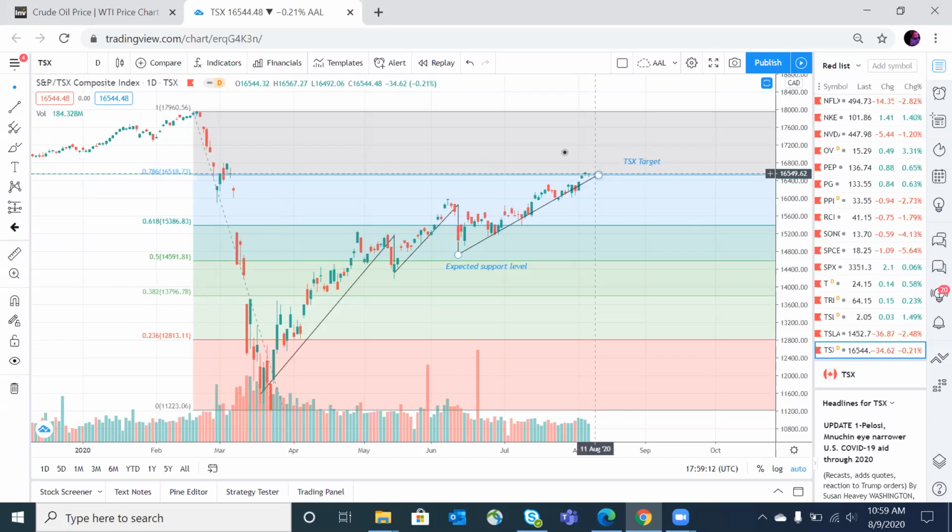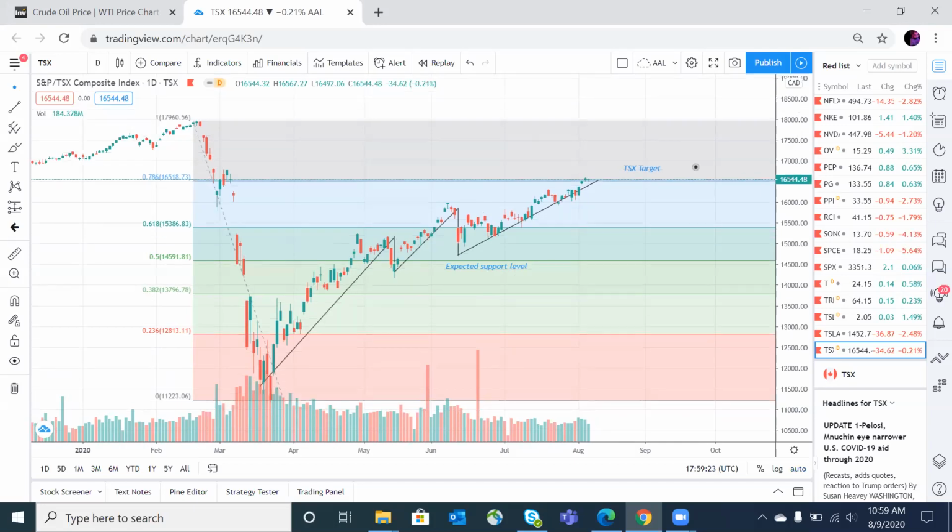If it breaks its resistance level, then the next target will be 17,100. 17,100 will be the next level. After that, 17,700 is also a gap to be filled. As per Fibonacci also, 17,900 next. We have a few more targets ahead, but before that, I believe there will be some correction here. Yes, of course. If this resistance gets taken out, then 17,900 would be a target for TSX.